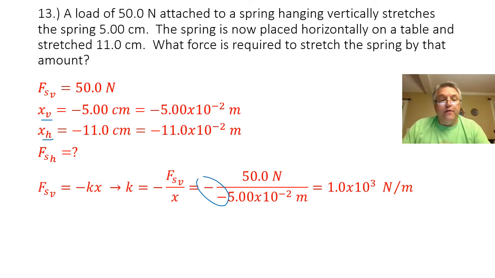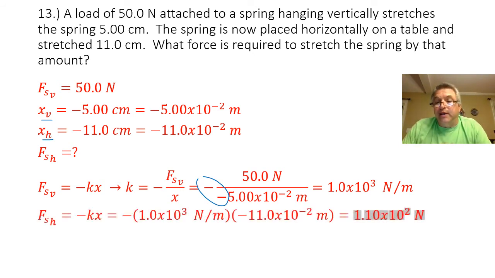Now I can find the force acting on the spring in the horizontal direction. And I know that that is going to equal the negative of my spring constant times my displacement. So the negative of my spring constant of 1.0 times 10 to the third newtons per meter times my displacement in the horizontal direction of negative 11.0 times 10 to the minus second meters is going to give me a force of 1.10 times 10 to the second newtons.